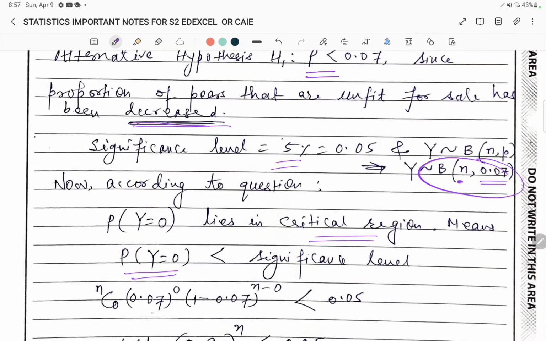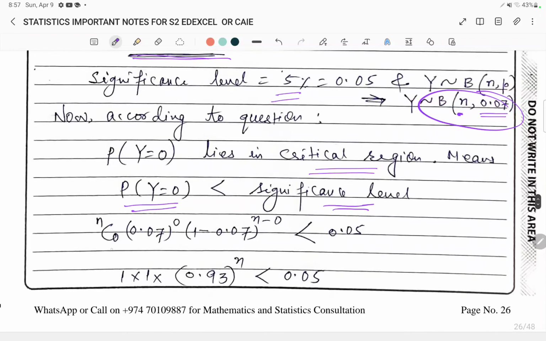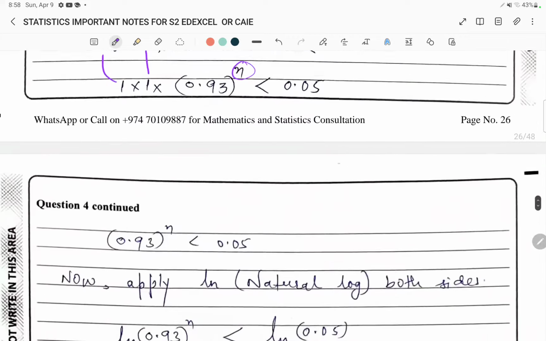So nC0 times p to the power 0 times (1 minus p) to the power n minus 0 is less than 0.05, the significance level. So this is 1, and this is 0.93 to the power n. Now you can either use log on both sides, or you can use the hit and trial method to get a value of n for which it is less than 0.05.